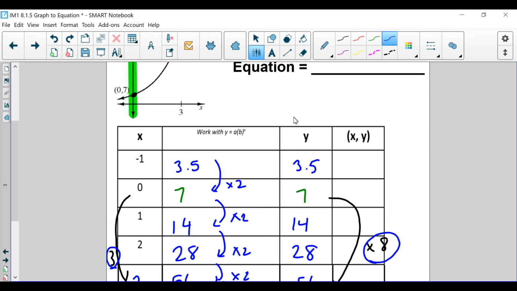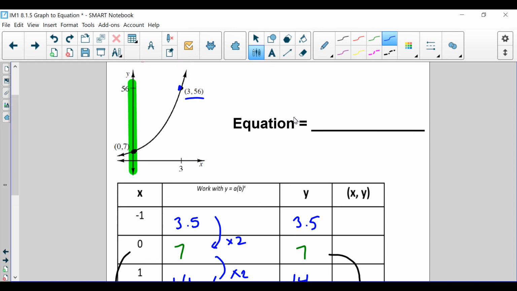And now we're ready to write down the equation. So what is the equation? The equation is y is equal to, what is the y-intercept? It's 7. What's the base value? The base value is 2, because that's the multiplier that we had, and we're raising that to the x power.